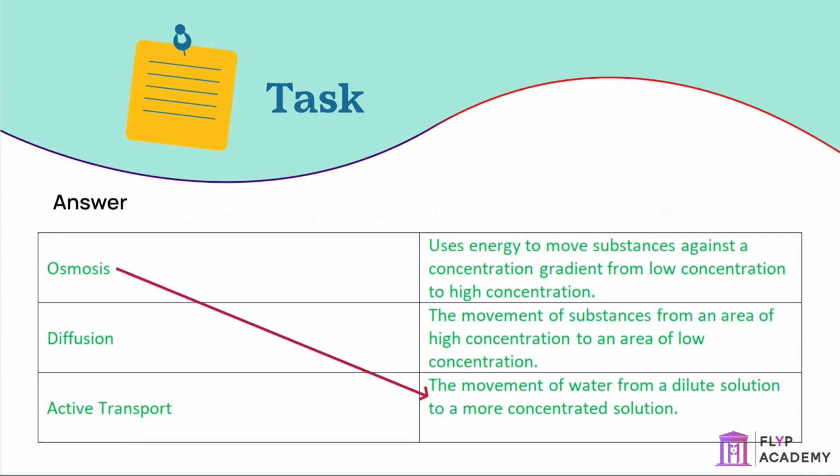Osmosis is always the movement of water from a dilute solution with lots of water to a concentrated solution with less. This means that osmosis is when water moves with the concentration gradient. Diffusion is the movement of particles from high concentration to low concentration, so again with the concentration gradient. It is active transport that moves substances against the concentration gradient from low concentration to high concentration.